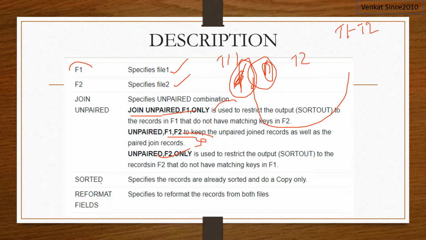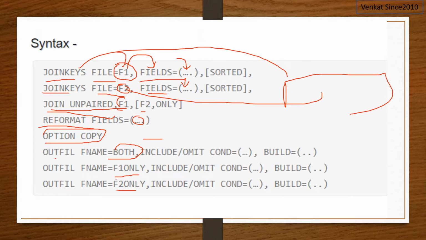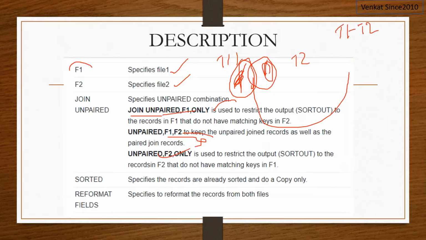We can also mention SORTED: if the data is already sorted, you can specify that the records are already sorted and do OPTION COPY only. REFORMAT specifies the record layout from both files.